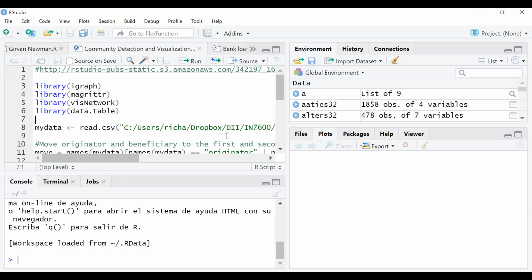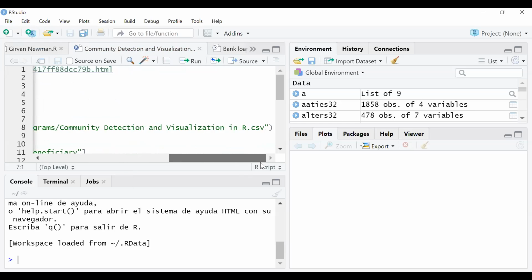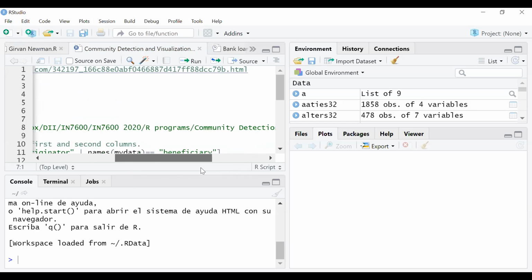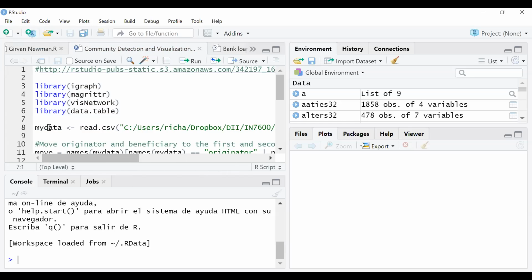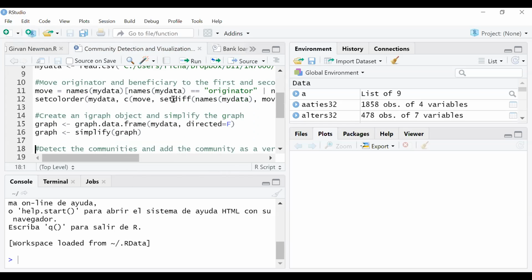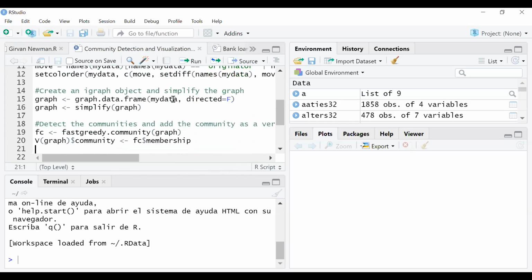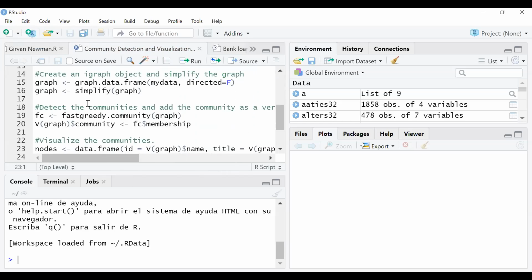So in my case, it can be found here in this path. That's what you have to establish to read the data set into what's called here my data. And from then on, you just apply. I just copied what can be found on the web page. You're still on my R page.